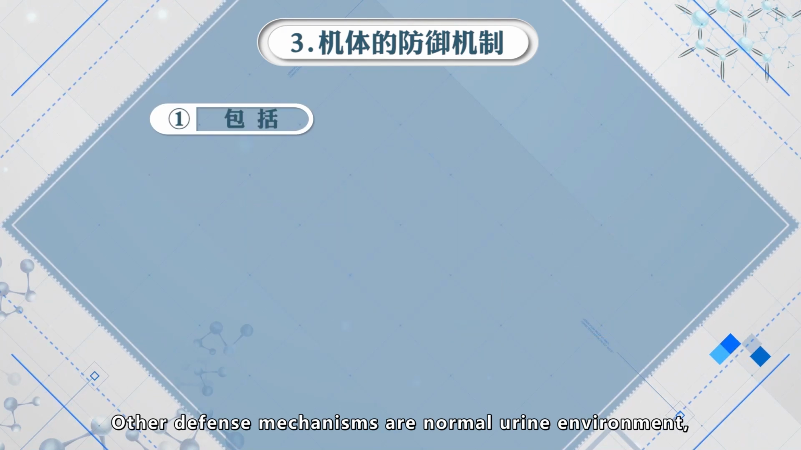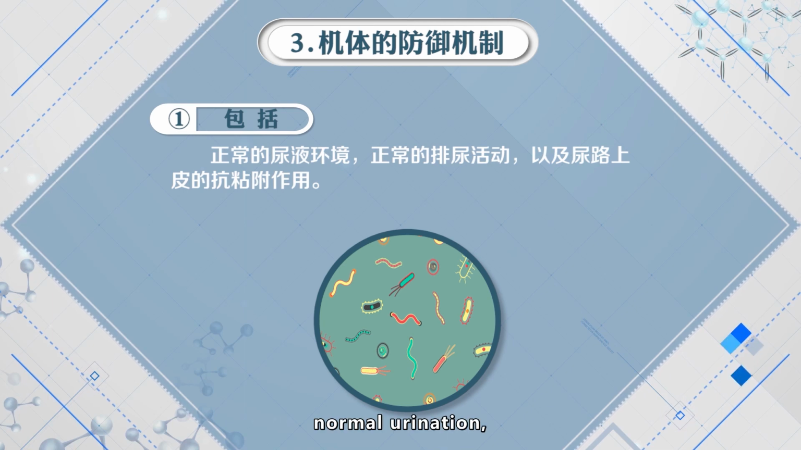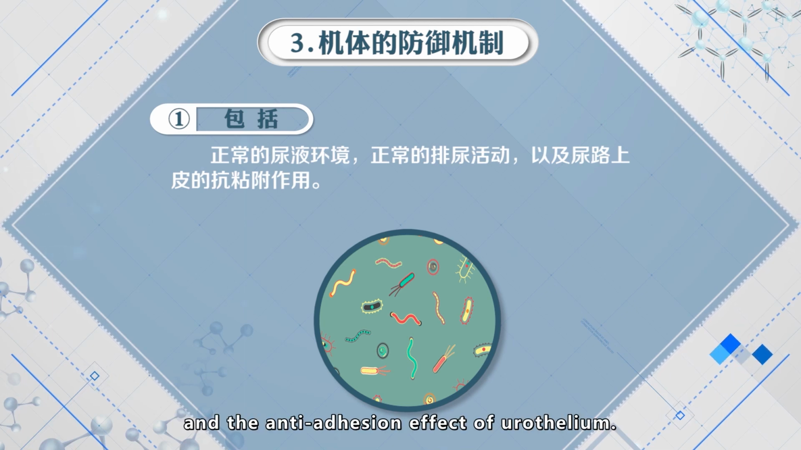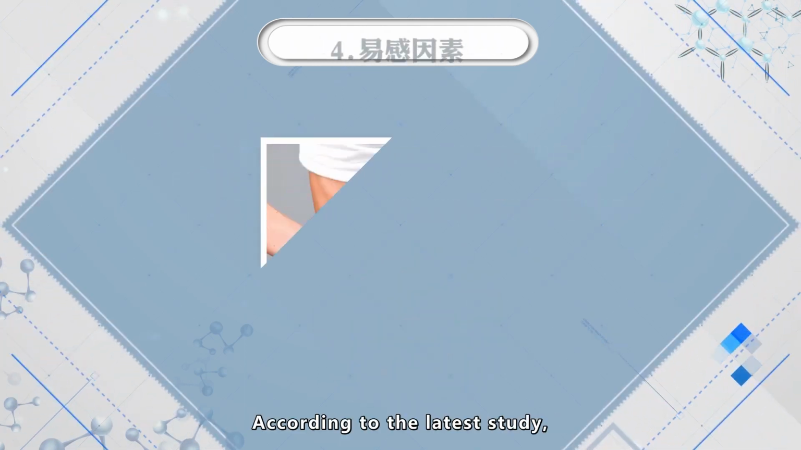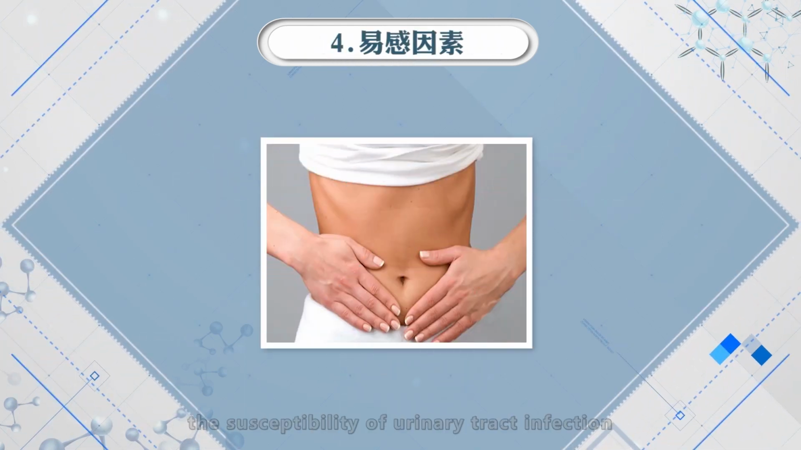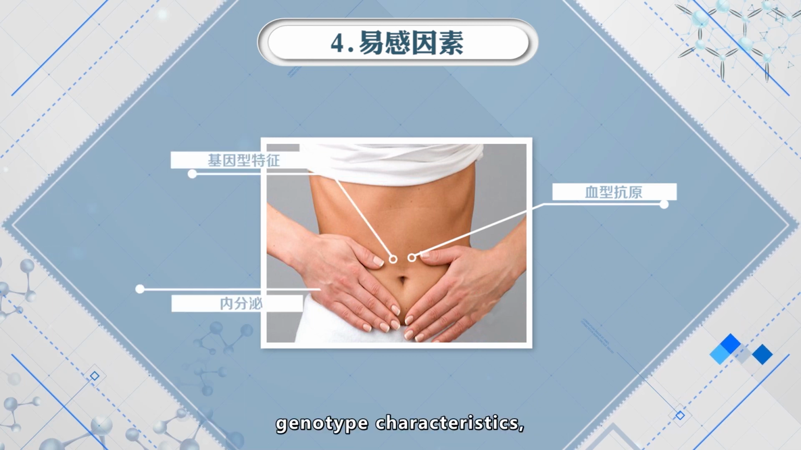Other defense mechanisms are the normal urine environment, normal urination, and the anti-adhesion effect of the uroepithelium. In addition, the amount and virulence of bacteria are also important in the formation of infection. According to the latest study, the susceptibility to urinary tract infection is also related to blood group antigens, genotype characteristics, endocrine, and other factors.